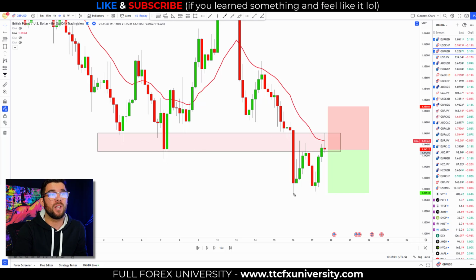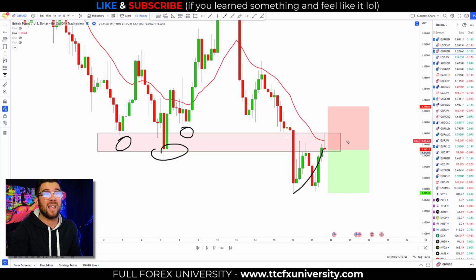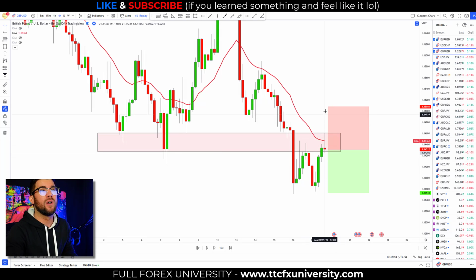We then have price pulling back up to an area of value, being this previous level of support that's likely to act as resistance in combination with the 20 EMA, which happens to be the best moving average for the pound dollar. And on top of all of that, we get this shooting star candle. This would be the area I would place the possible trade.